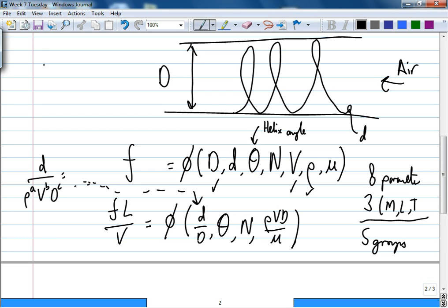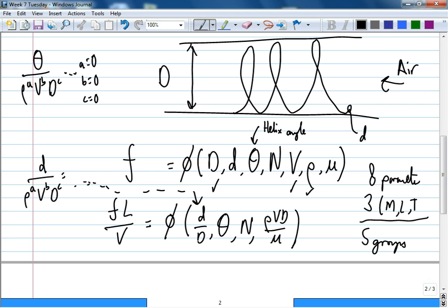If you don't believe, you can put theta over rho to the A, V to the B, D to the C. You'll find A equals 0, B equals 0, C equals 0. If you don't believe, you do it. If you believe, then it's pretty straightforward. Dimensionless is okay. Radians have no dimensions. It's length over length, so it's dimensionless.